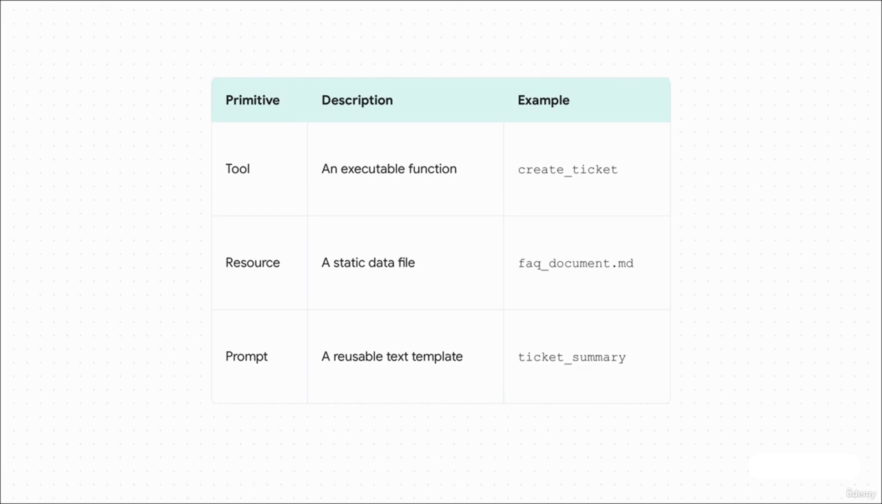You define its capabilities as one of three things. A tool is a function the AI can call, like create ticket, and this needs a really strict schema for its inputs and outputs. A resource is just a piece of data the AI can read, like a company FAQ document. And a prompt is a reusable text template, like a standard format for a ticket summary.